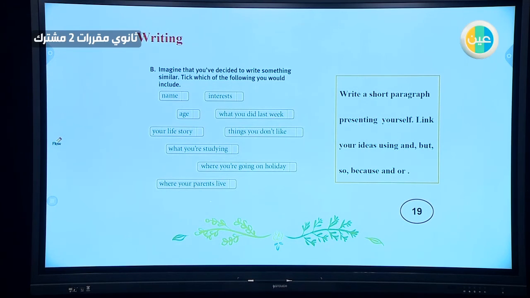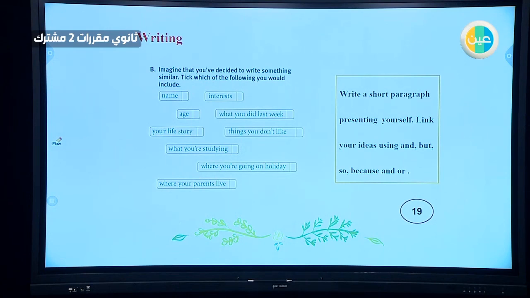Your name, your interests, your age, your life story, if you can share some of them, things you don't like, because I want to know you. What are you studying, if you're studying something, if you're going to a place on holiday, if you, for example, like to travel, your routine. It's up to you. These are not ideas you have to follow. You can have your own ideas, but most of the time when you present yourself, someone wants to know your likes and dislikes. They want to know your routine, what you want to do, for example, in the future, and so on. So this is the first paragraph.